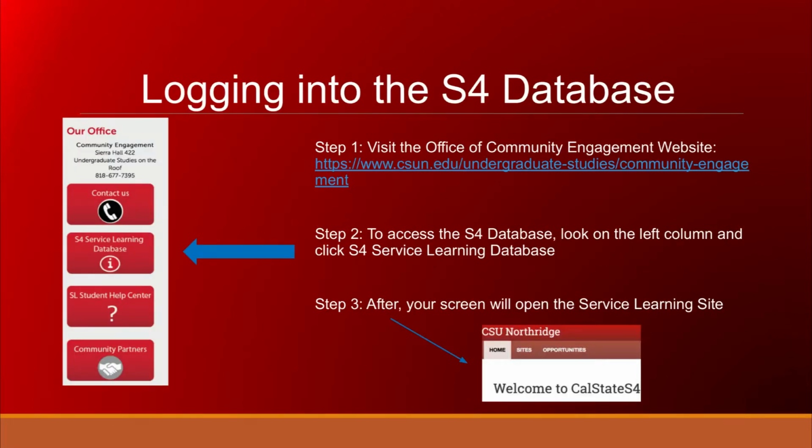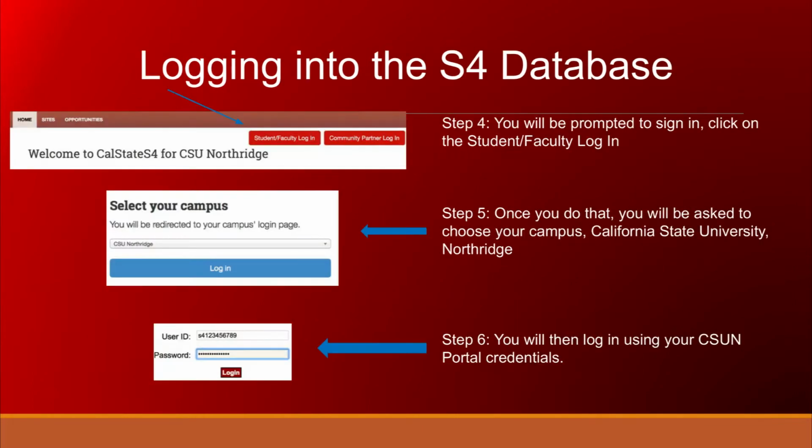Logging into S4. First, go to the CSUN Community Engagement website. You can either copy the link on the screen or simply search up CSUN Community Engagement on Google. Once you are there, you can access the S4 database using the S4 Service Learning Database button in the left column, or at the very top of the page under the For Students tab.